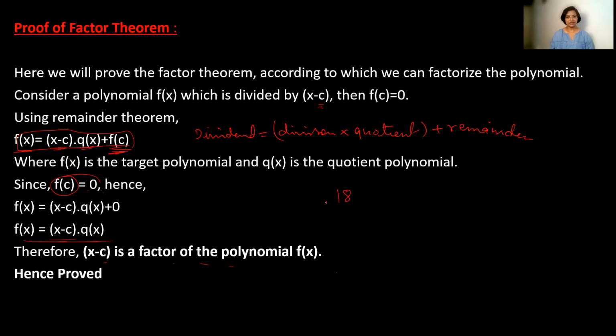Suppose there is 18 and you have three factors of this 18. You can say 9 is a factor of 18, 2 is a factor of 18, and 3 is a factor of 18. So these are the factors. Just like that, f(x) equals (x minus c) into q(x), having x minus c as a factor of this f(x), hence proved.